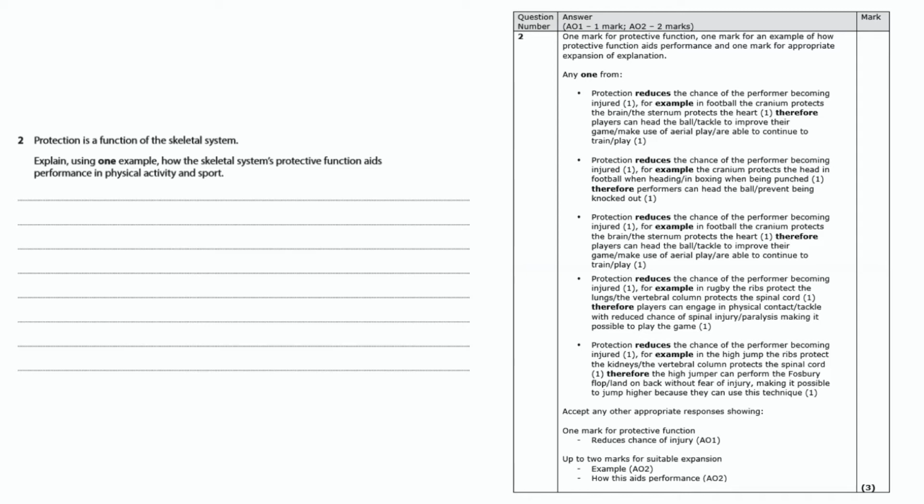For the final mark then, we need to link to performance, and we can also link to the type of injury. So for the final mark, you could say this will prevent a concussion occurring, meaning that the player can continue with the match. So if you put something along those lines where you've talked about flat bones, you've given an example of the injury that's being prevented, then you're on the right lines to get those marks.